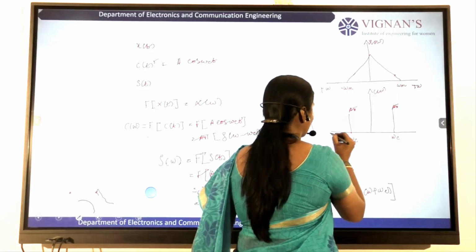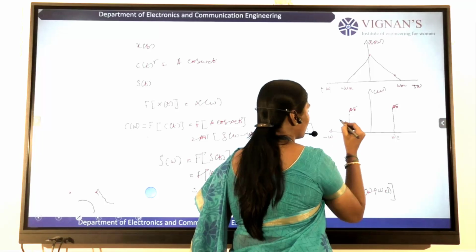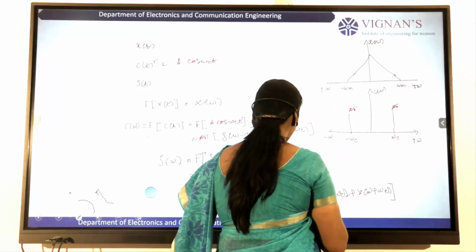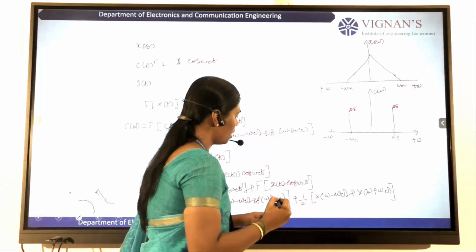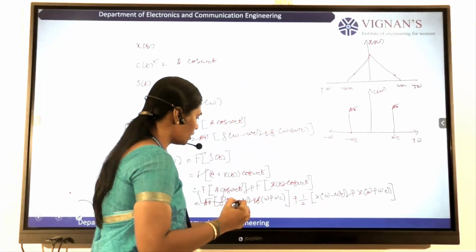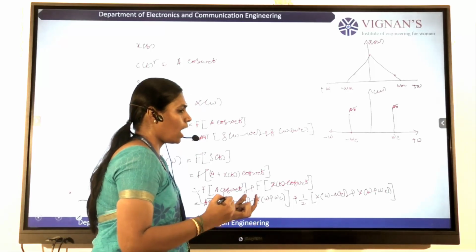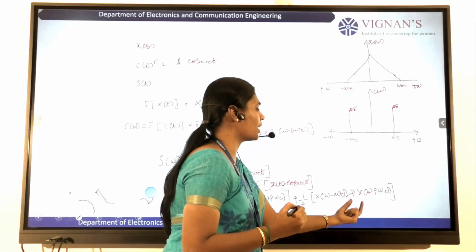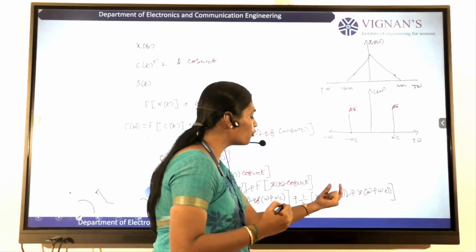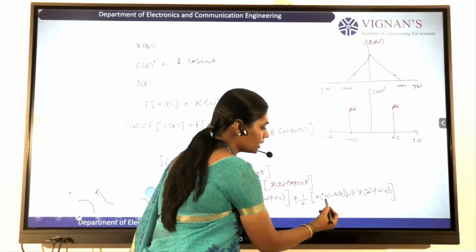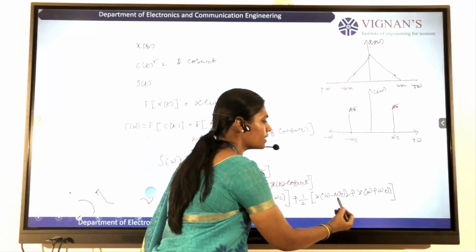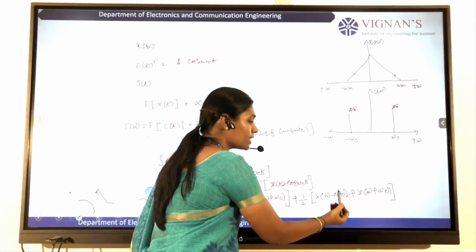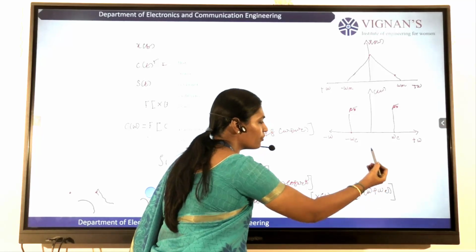So now, we will draw the frequency spectrum of this modulated signal. So here we have two impulses. With the two impulses, we have the message signal spectrum. But this message signal spectrum, if you observe, is shifted to minus omega c as well as to plus omega c. So that means it introduces some delay and advance in the frequency domain.